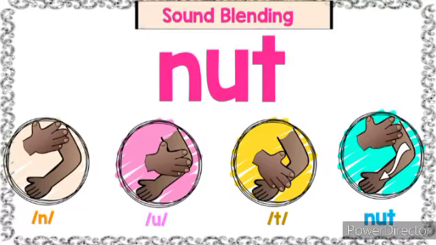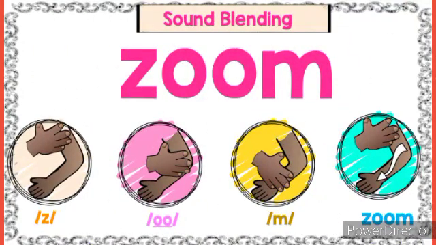Place your hand above your elbow and say N. Place your hand in between your elbow and say O. Place your hand on your wrist and say T. Slide through your arm to blend. N-O-T. Not. Good. Zoom. Place your hand above your elbow and say Z. Place your hand in between your elbow and say oo. Place your hand on your wrist and say M. Slide through your arm to blend. Z, oo, M gives zoom.